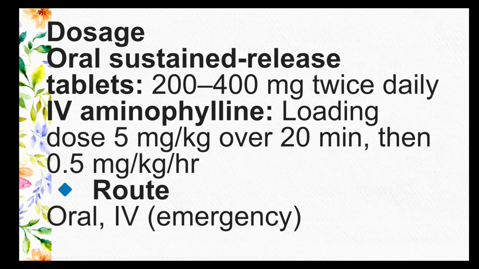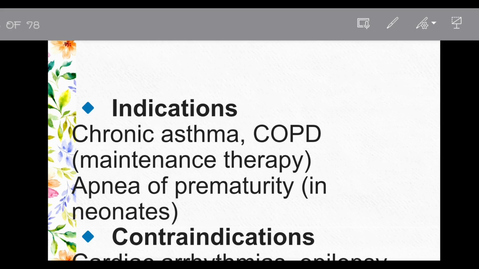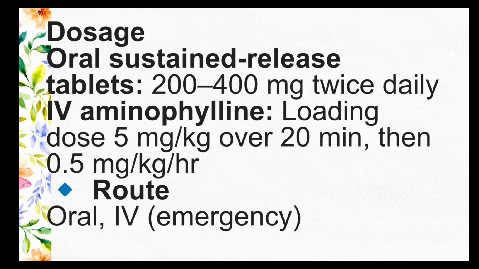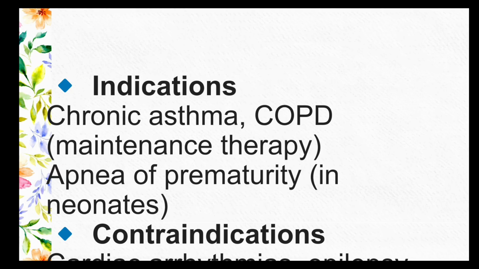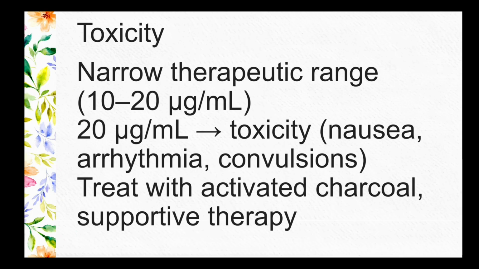Now we'll discuss the dose. Oral sustained release tablet: 200 to 400 mg twice a day. IV: loading dose around 5 mg per kg over 20 minutes, then 0.5 mg per kg every hour. Route: oral or IV. IV will be for emergency. Indications: chronic asthma, COPD. Toxicity: narrow therapeutic range, 10 to 20 milligrams per ml. Toxicity may lead to nausea, arrhythmia, and convulsions.